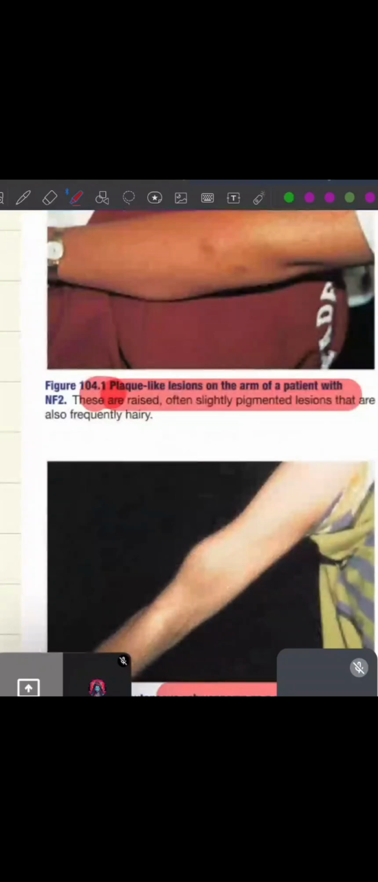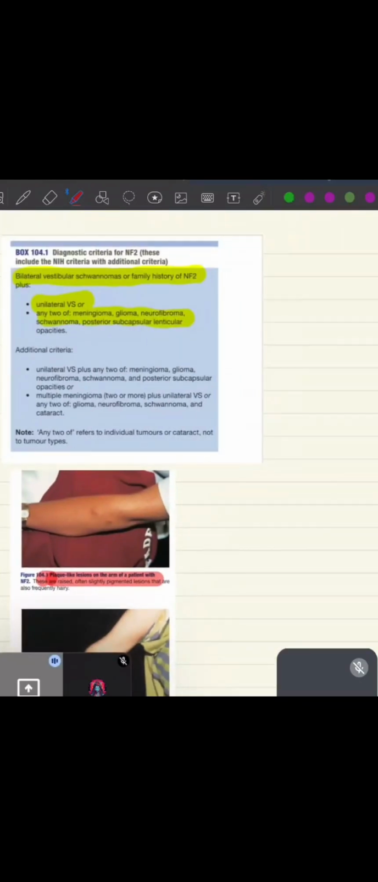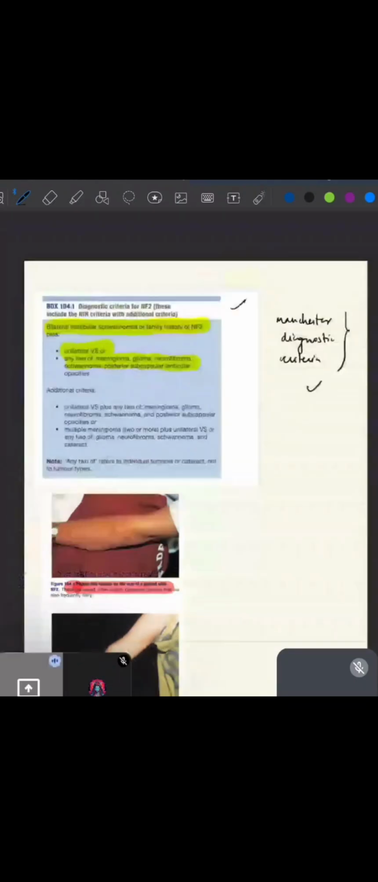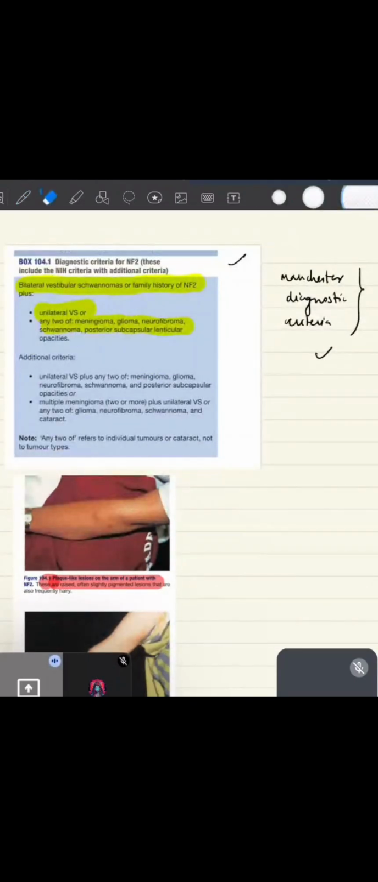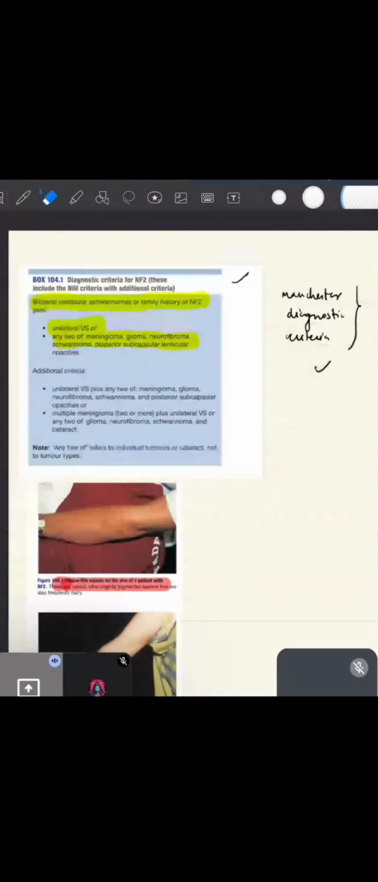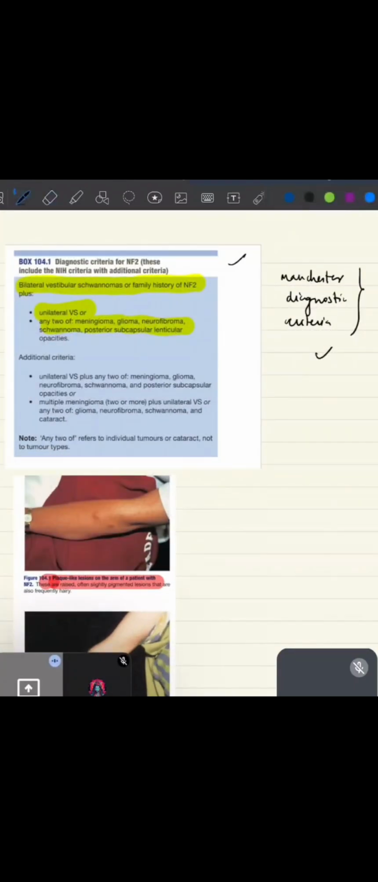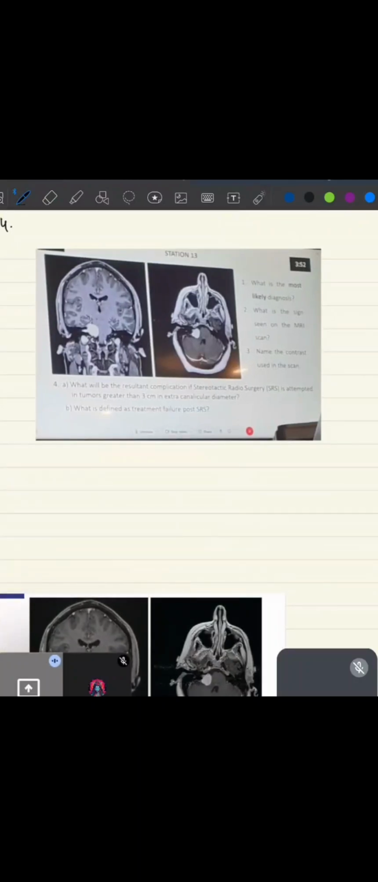Okay, please remember it. This is important. And this was that diagnostic criteria that we were talking about. This is the Manchester diagnostic criteria. Okay, so please remember NF2. It is important for you. Very likely to get one question either from NF2 or from vestibular schwannoma. One of these two will definitely come. And let's see what it is.